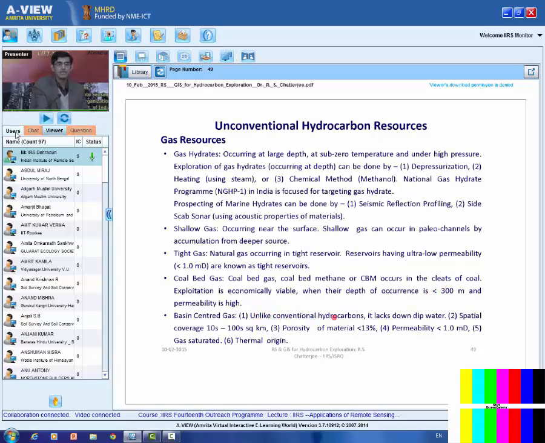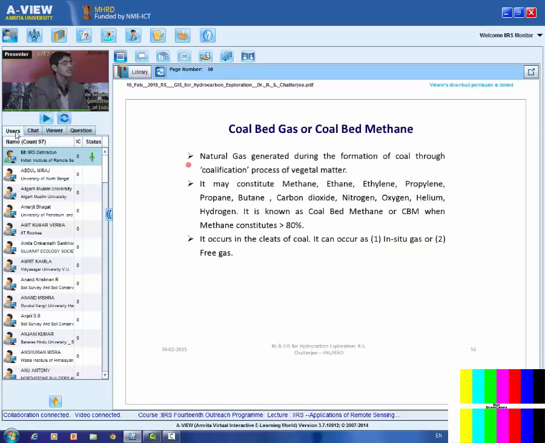And basin centered gas, unlike conventional hydrocarbons, lacks down-dip water. Below it there is no water, and the spatial coverage extends to hundreds of square kilometers. The porosity of the material is like this, and its permeability is a little less here. So these are the gas resources. Now coming to coal bed gas or coal bed methane.